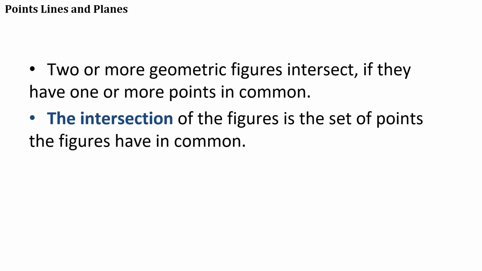Two or more geometric figures intersect if they have one or more points in common. The intersection of the figures is the set of points the figures have in common. Again, if I have, for example, two segments or two lines or two rays that are intersecting at any point, that intersection is going to be one point.